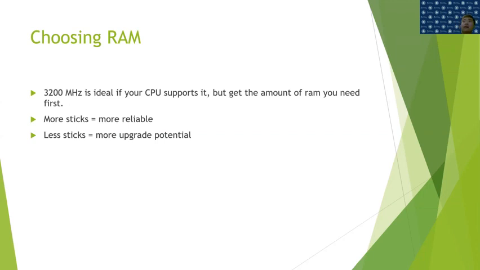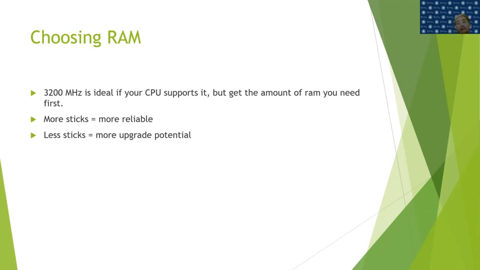For example, if you buy 2 sticks and one of them fails, you're only going to be left with half of your RAM. But if you have 4 sticks and one of them fails, you're still going to have 3/4 of your RAM. Of course, this may not matter due to motherboard constraints, but we'll talk about that later.